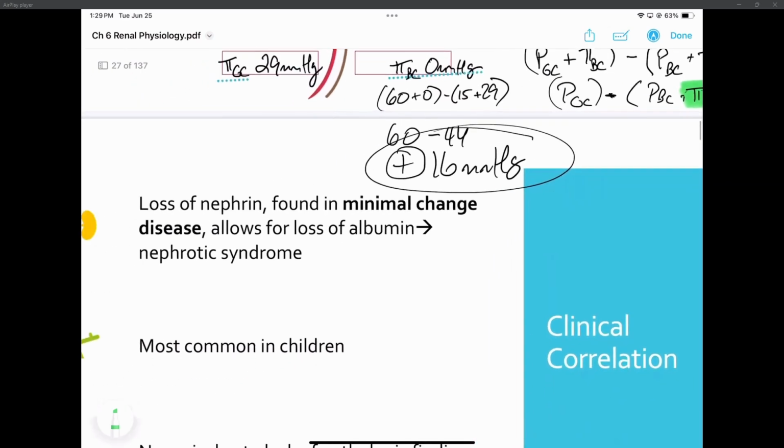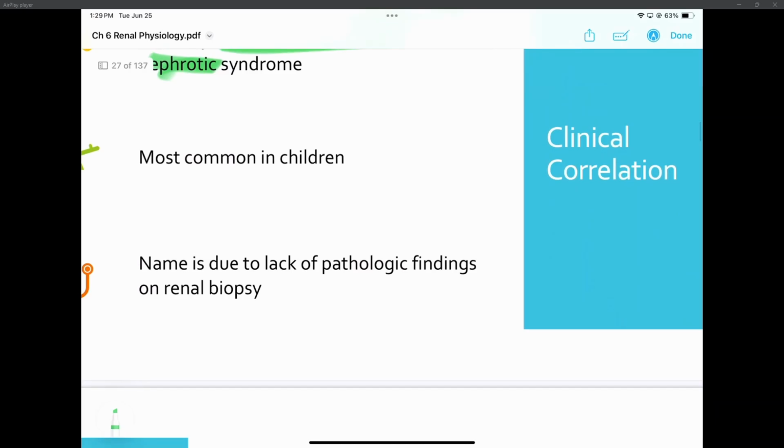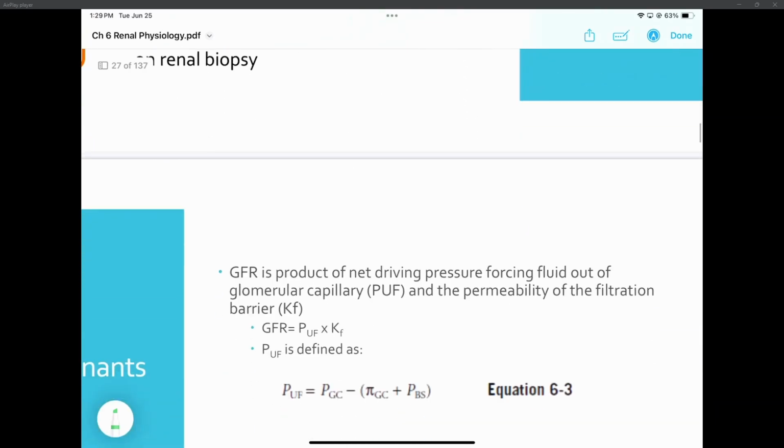This last little bit is talking about nephrin. It's just an example: there's this one disease in children called minimal change disease. They lose albumin like crazy. Because it's a protein in the urine, it's a nephrotic syndrome, and they swell up really bad. But that won't be on your test.